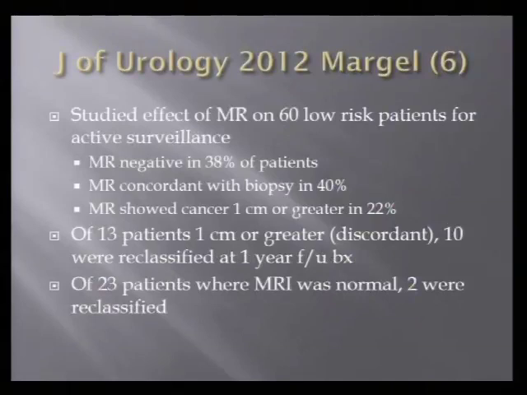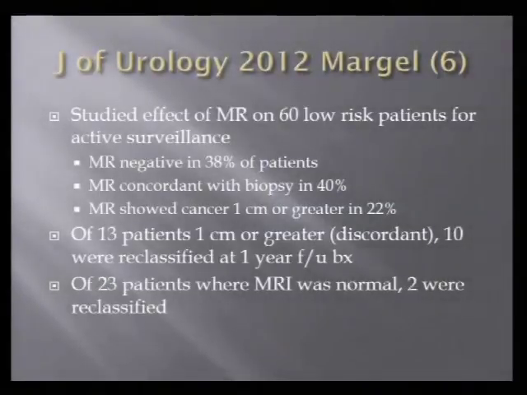This is another study, effective MR in 60 low-risk patients. This is what I was talking about with active surveillance. So this is the patient that got a Gleason 3+3, PSA of 7. They're choosing not to get a prostatectomy or radiation therapy. They want to go on active surveillance. This one I kind of agree with, where prostate MRI is somewhat useful. They showed that in 22% of MRIs, they'll show what they think is a significant cancer, 1 centimeter or greater, meaning that they think you probably should not be on active surveillance. And of those, 10 were actually reclassified, according to the study, at a biopsy after a year.